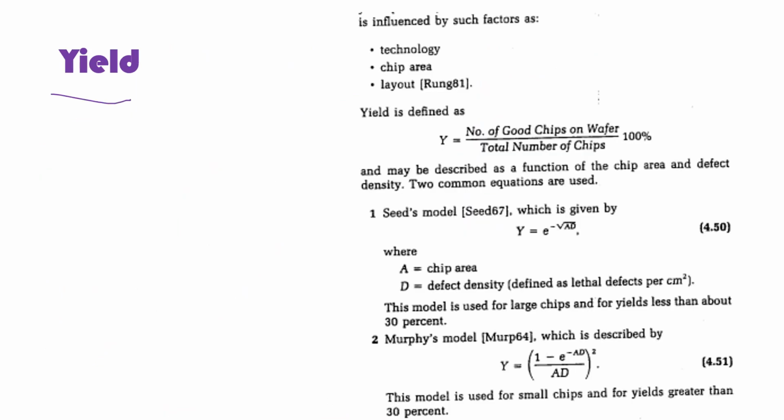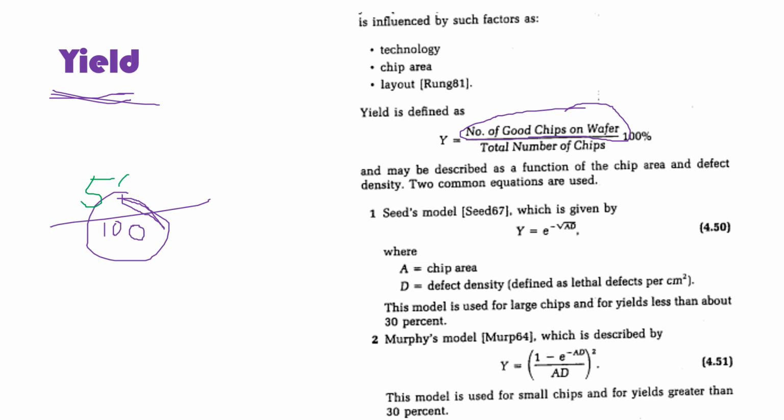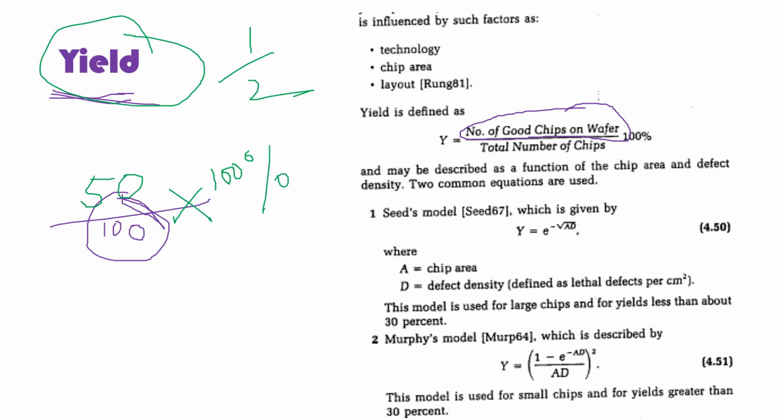And next is yield. Yield is defined as the number of good chips on the wafer divided by the total number of chips. Say I had a silicon wafer. On that wafer I have fabricated 100 chips. Out of 100 chips, how many chips are working perfectly? Say 50 chips are working perfectly and 50 chips have errors. Then my yield is 1 by 2, or 50%. It is 50 by 100 into 100%. Yield is always represented in terms of percentage.